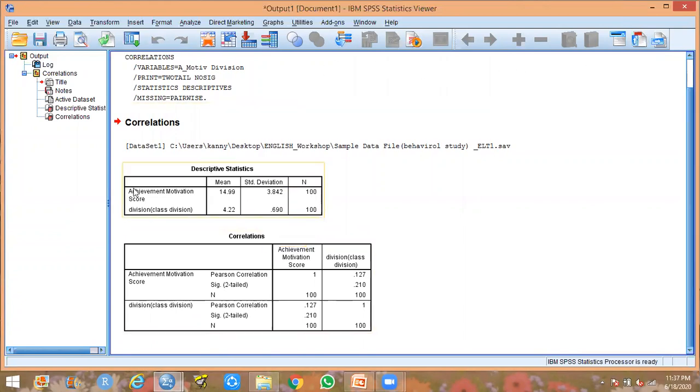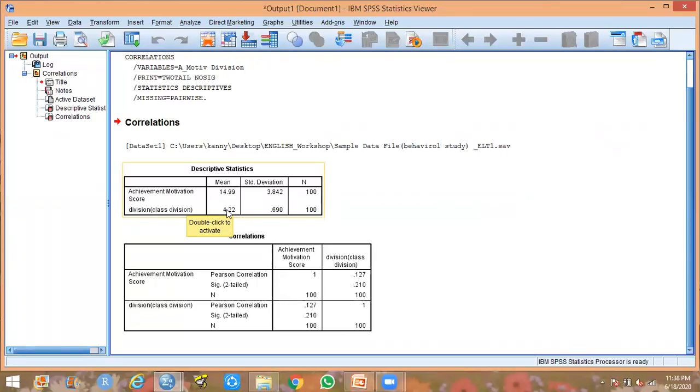Here are the descriptive statistics. That is achievement motivational score, mean score is 14.99. Standard deviation score is 3.842. Number of cases is the class strength, that is your capital N. Strength of the class is 100.